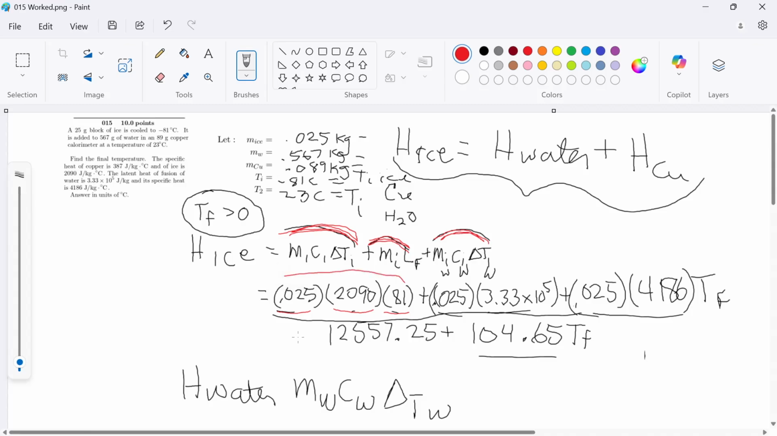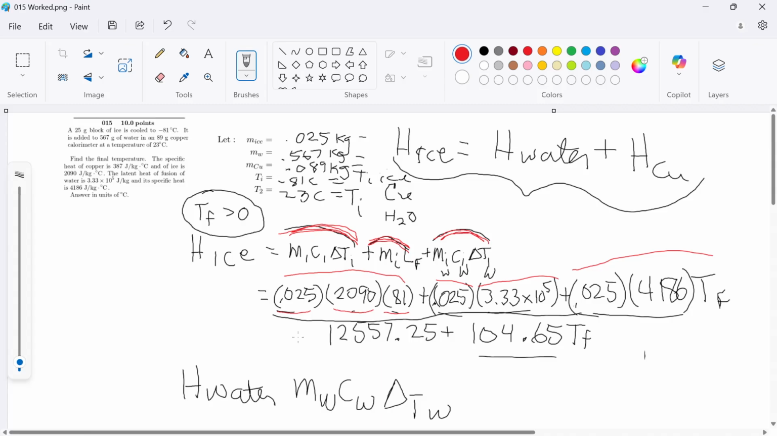That's to raise the temperature of ice from negative 81 to 0. Plus, now here is the mass of ice, still 0.025, times the latent heat of fusion for water, 3.33 times 10 to the fifth. So that gets the phase change. Now, raising the temperature of the ice water. The mass is still 0.025. Multiply that by the specific heat of water. I'm putting 4186 because everything's in kilograms. So joules per kilogram degrees Celsius, times the final temperature. I don't know the final temperature because that's what I'm trying to solve for.